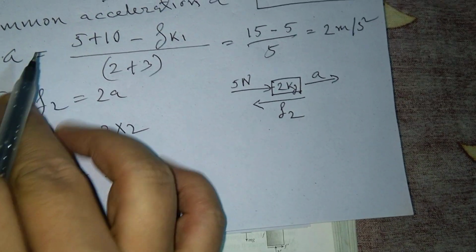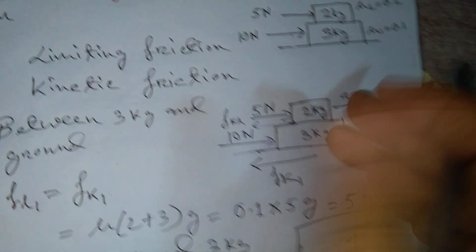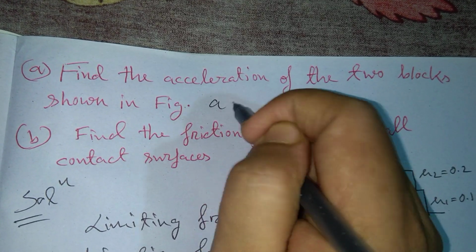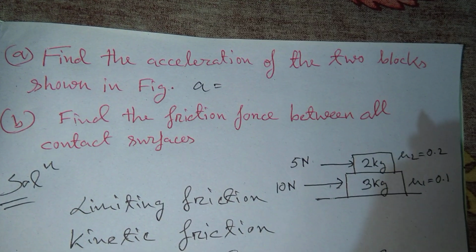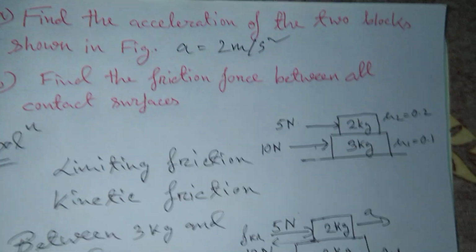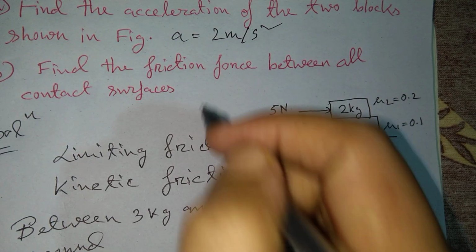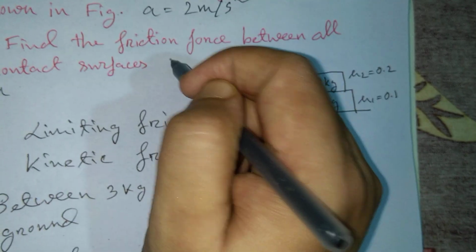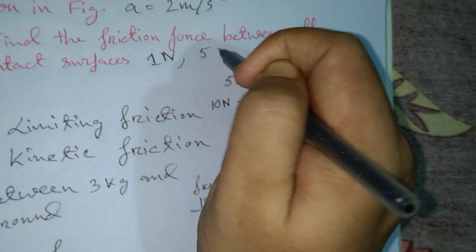So what is the answer? A, the acceleration of the two blocks, is 2 meter per second square. And the frictional force between all contact surfaces: between 2 kg and 3 kg it is 1 Newton, and between 3 kg and the ground it is 5 Newton.